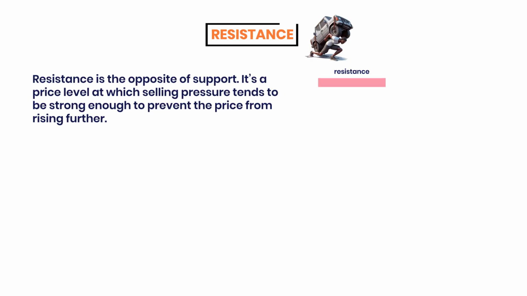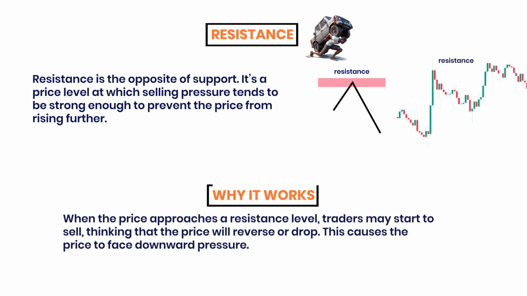Resistance is the opposite of support. It's a price level at which selling pressure tends to be strong enough to prevent the price from rising further. Essentially, it's the ceiling that the price struggles to break through. When the price moves up and then pulls back, the highest point reached before it pulled back is now resistance. When the price approaches a resistance level, traders may start to sell, thinking that the price will reverse or drop. This causes the price to face downward pressure.